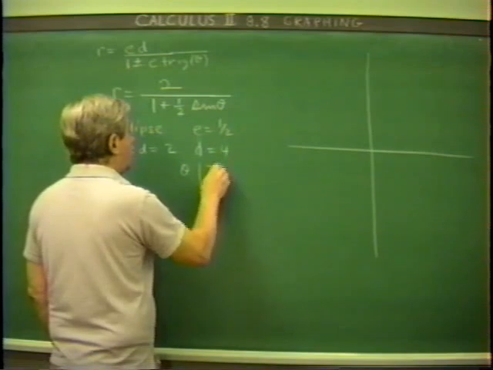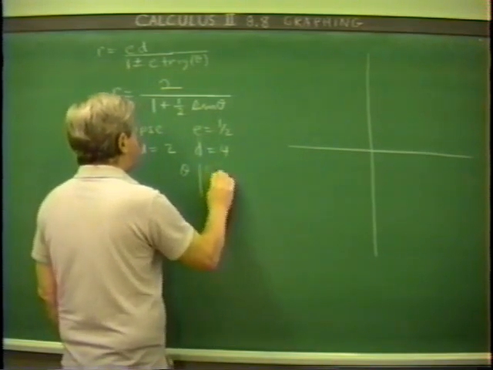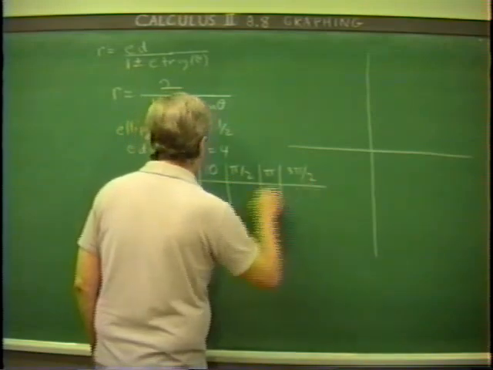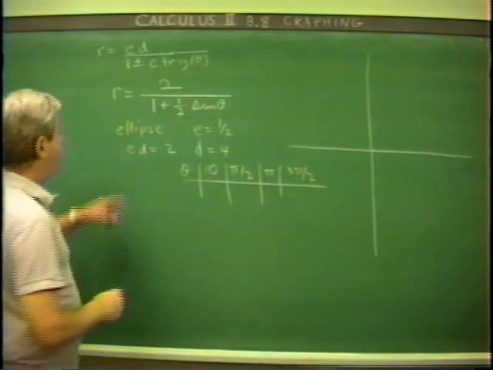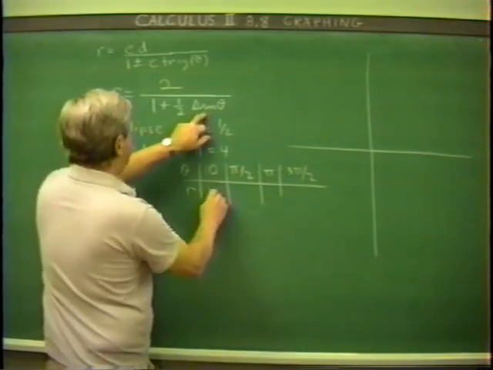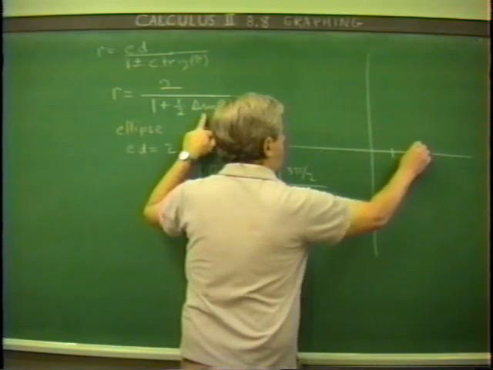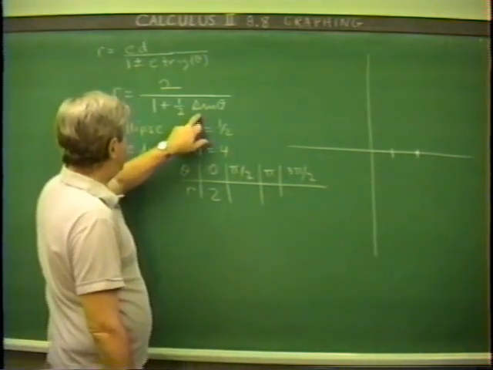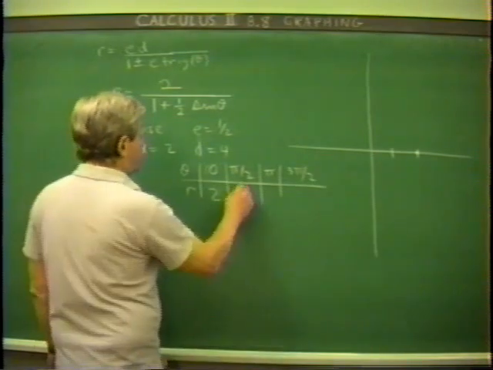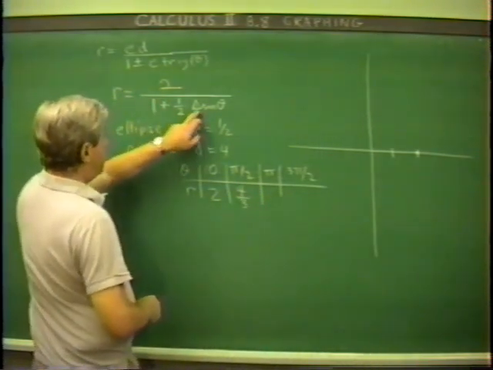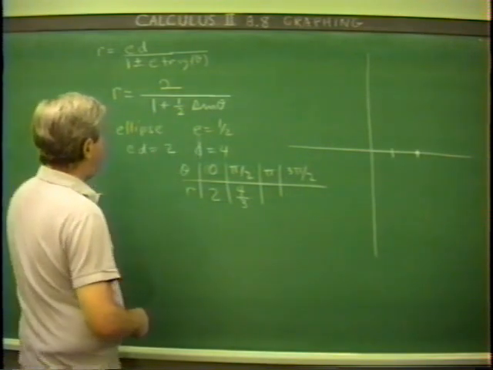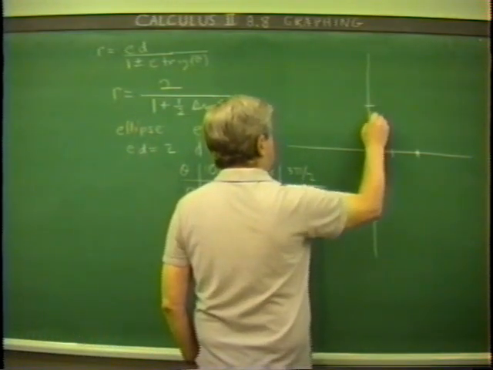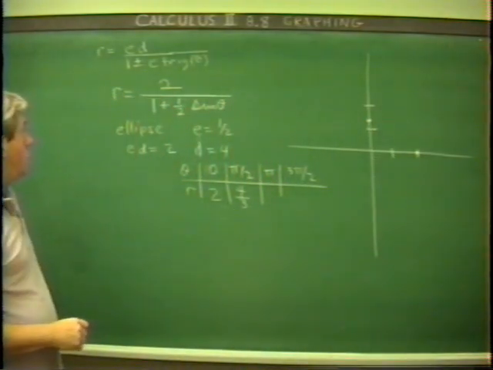We want to go through theta equal to 0, pi over 2, pi, and 3 pi over 2. What's r? When theta is equal to 0, sine of theta is 0 and r is 2. So that's a point on the graph. When theta is pi over 2, sine of pi over 2 is 1, so we get 2 over 3 halves, or 4/3. So that's part of the graph.